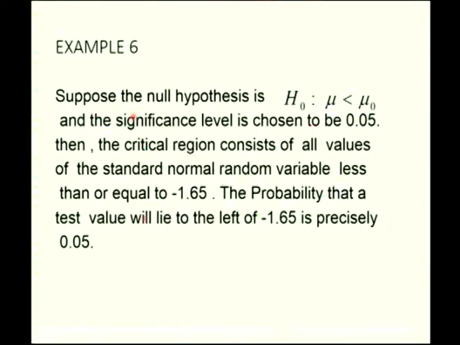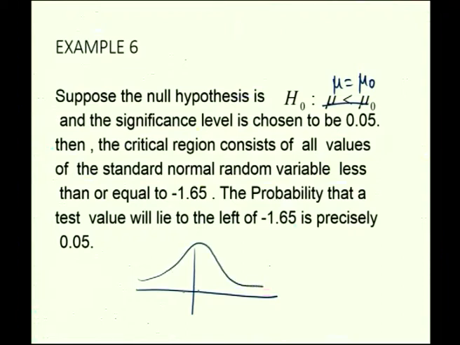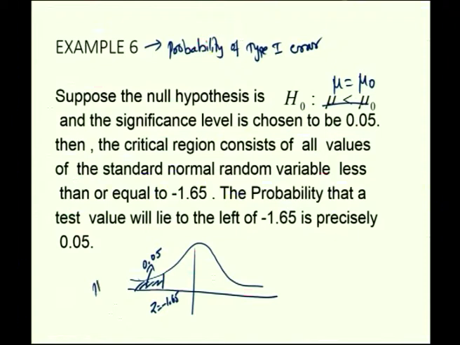Let us see this example. Suppose the null hypothesis is H naught such that mu is equal to mu naught and the significance level is chosen to be 0.05, then the critical region consists of all values of the standard normal random variable less than or equal to minus 1.65. The probability that the test value will lie to the left of minus 1.65 is precisely 0.05. This is an example showing the probability of type 1 error. So, this is z is equal to minus 1.65 and this area is 0.05. Here H naught is true and it is rejected.